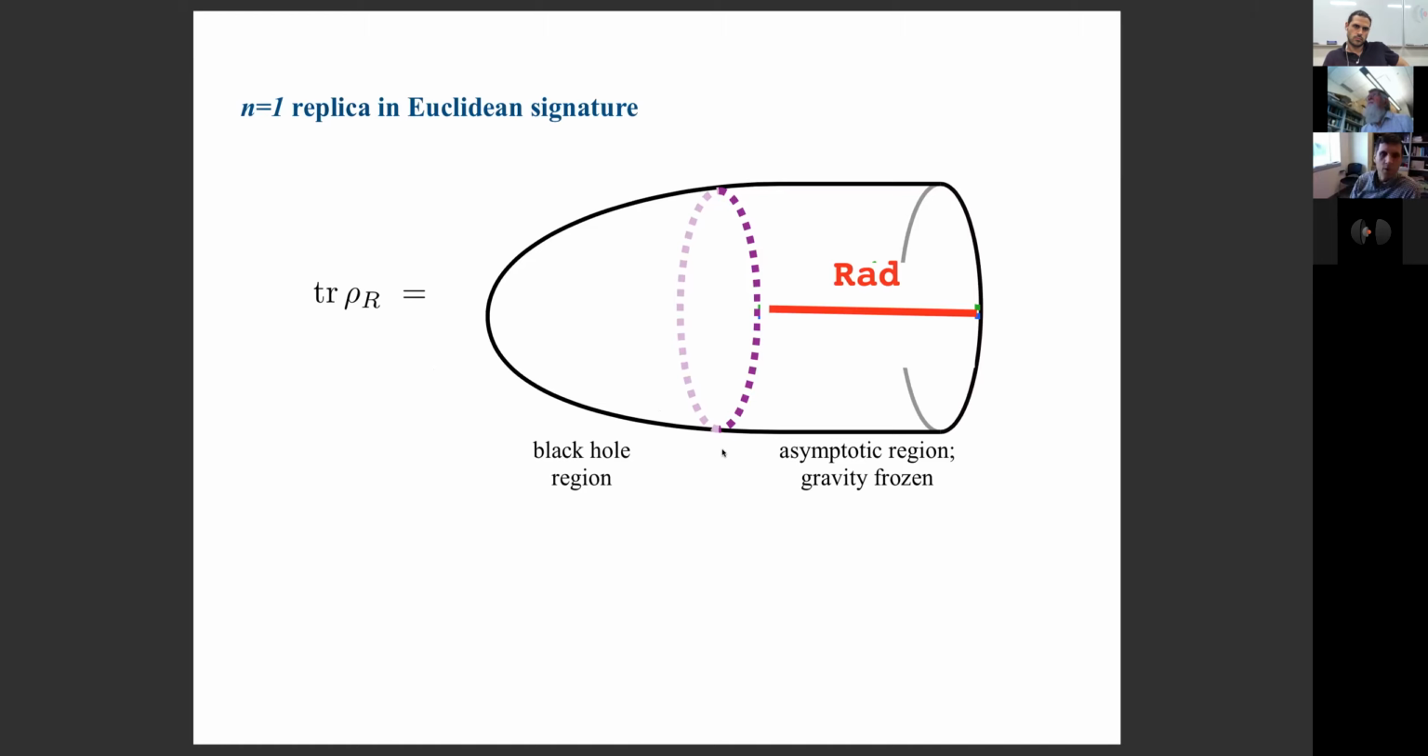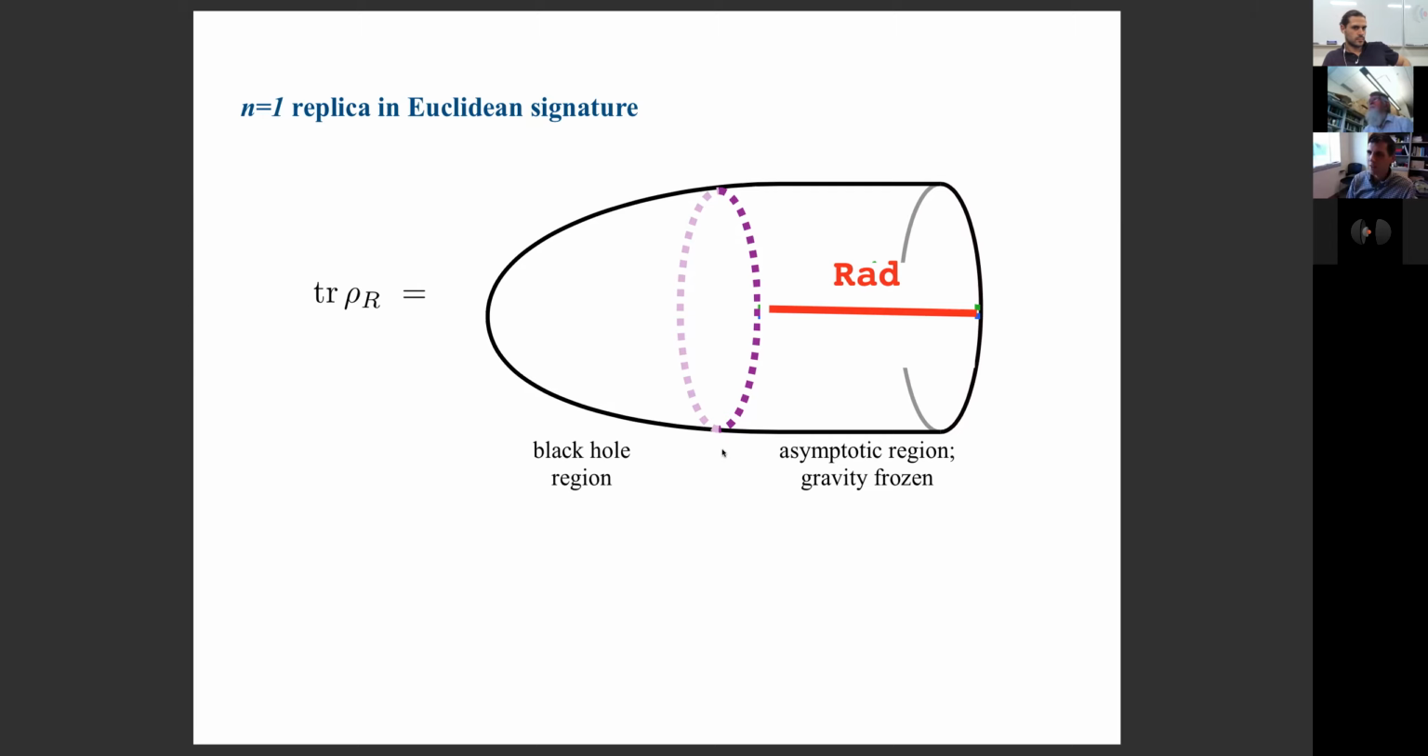So I'll start with the n equals one replica. And I'm going to describe these calculations in Euclidean signature because in Lorentzian signature, say for an actual black hole that formed from collapse and is then evaporating, I'd have to draw complex geometries, and I don't know how to draw that. So I'm going to draw the pictures in Euclidean signature, but they apply also to black holes that form from collapse.